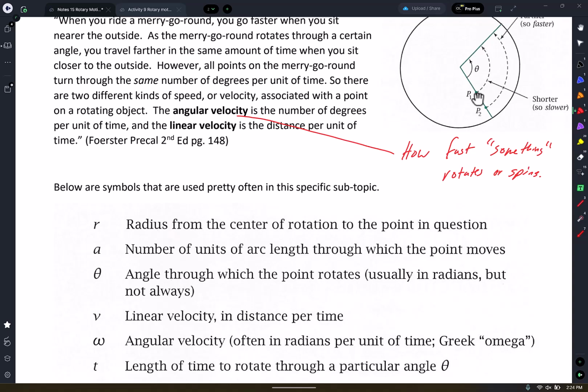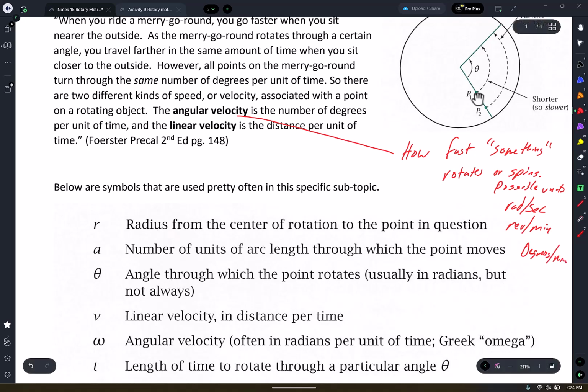So think of what the possible units are. Possible units could be radians per second, revolutions per minute or second, degrees per minute, any type of rotation per unit of time. So it doesn't have to be per second. It can be per minute, it can be per hour. Radians per second, radians per minute, radians per hour. Revolutions per minute, revolutions per second, revolutions per hour. Degrees per minute, degrees per second, degrees per hour. Are we okay with that?